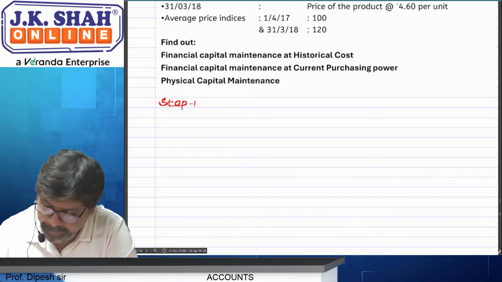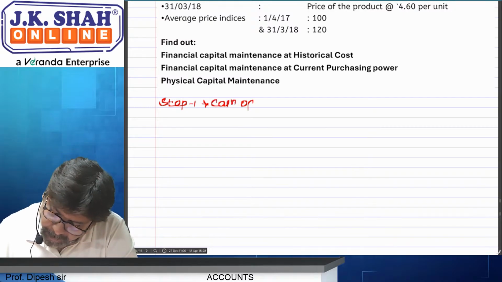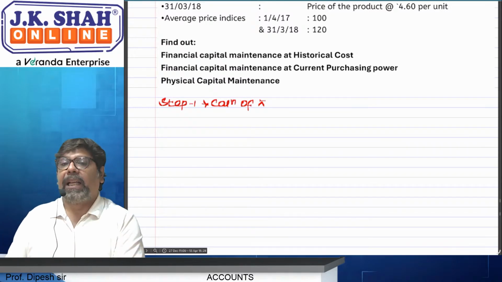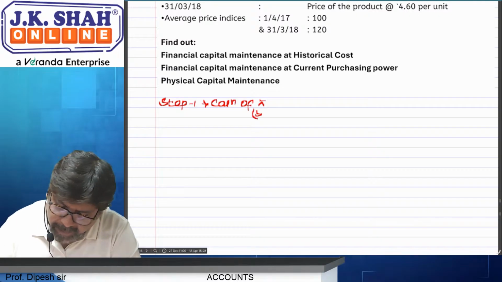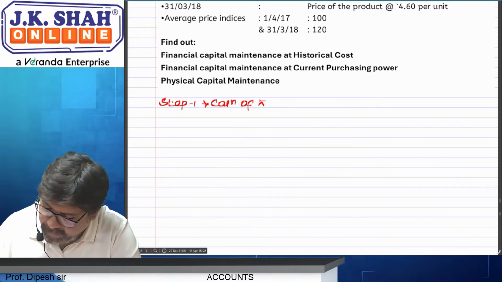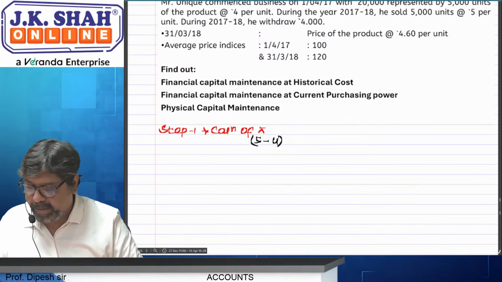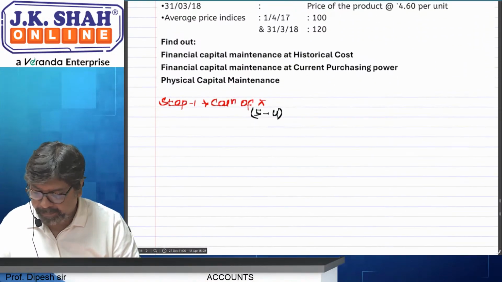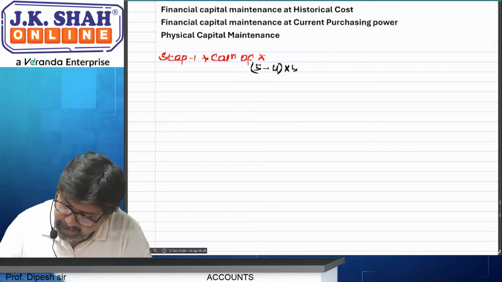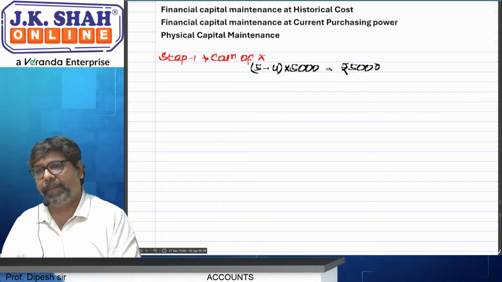Step 1, calculation of profit, chartered. How to calculate profit? Selling price is how much? 5 rupees. Selling price is 5 rupees. And cost price is how much, chartered? 4 rupees. Selling price minus cost price, 1 rupee profit. How many units purchased? 5,000. 5,000. Correct. Now, what will we do after that?